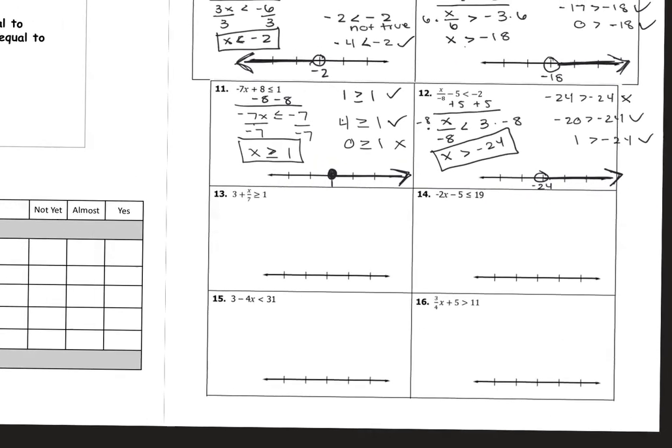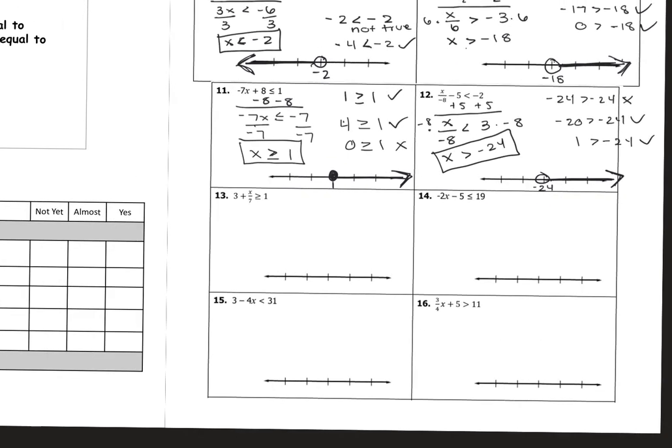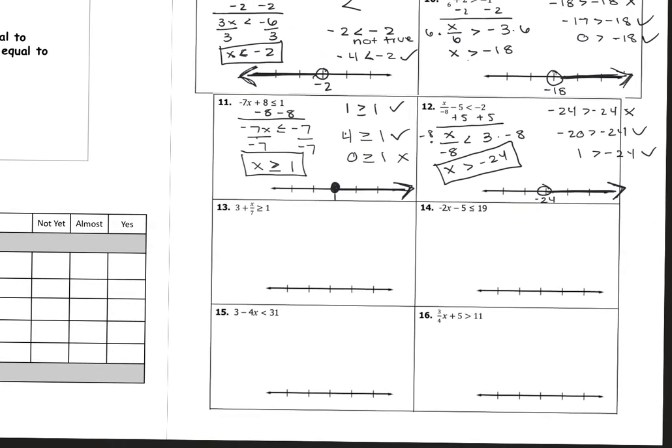All right, so at this time, I want you to take a second and pause the video and work on 13, 14, 15, and 16 on your own. Again, making sure you are careful to flip the sign if you multiply or divide by a negative number.